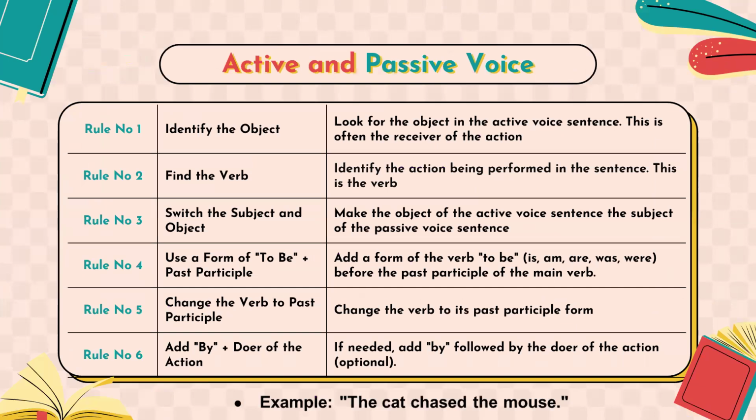Let's go with the rules. Number one, you must identify the object in the given sentence. When you change the active voice into passive, you must start with identifying the object in the given sentence. Look for the object in the active voice sentence. This is often the receiver of the action. The cat chased the mouse. The object of the sentence is the mouse. So you must identify the object first.